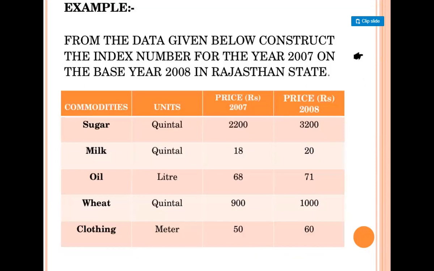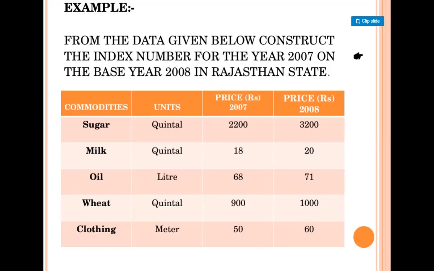Now see the example problem. From the data given below, construct the index numbers for the year 2008 on the base year 2007 in the Rajasthan state. Here we are taking different commodities and their prices in two different years. The commodities are sugar, milk, oil, wheat, and clothing.